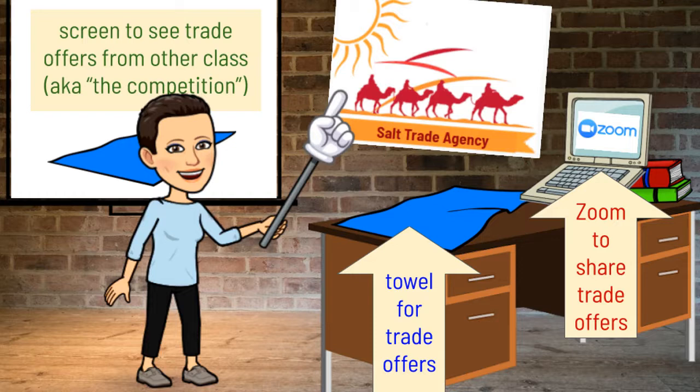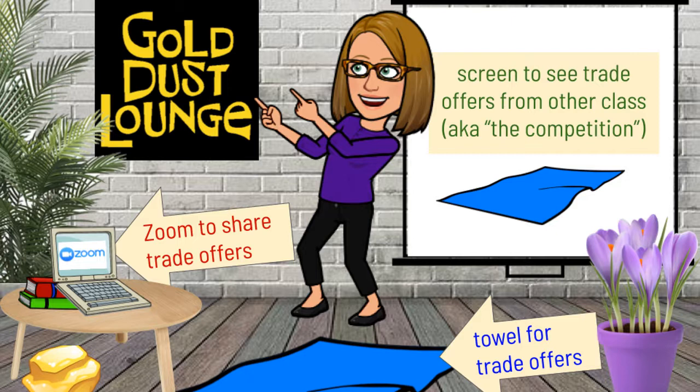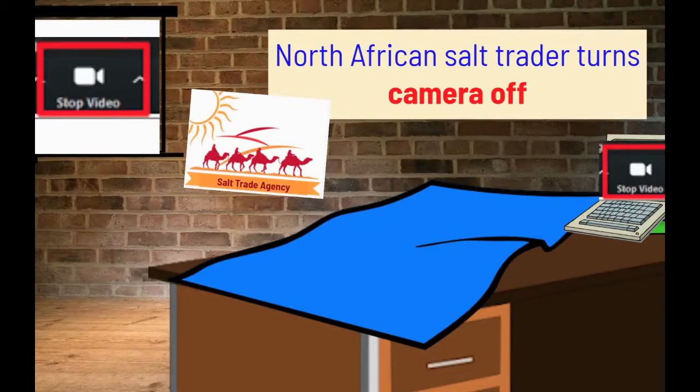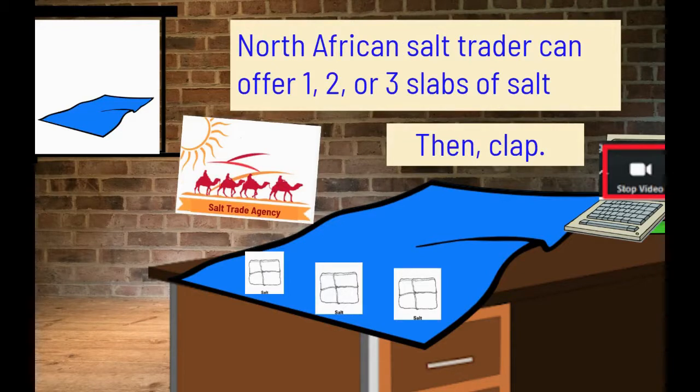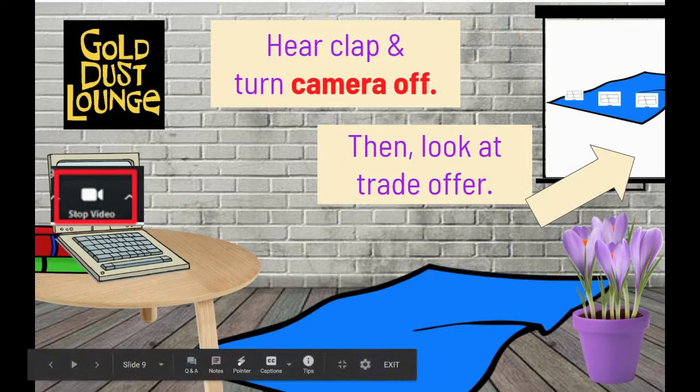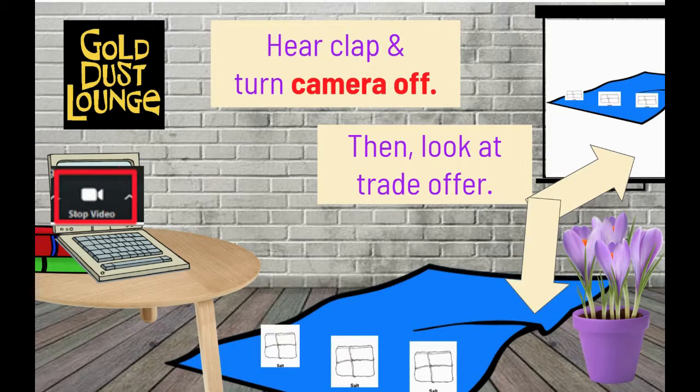Both classrooms will have a towel for trade offers that will be shown on the Zoom screen to the other classroom. North African salt traders will turn their camera off in order to make their trade offer in private. They can offer 1, 2, or 3 slabs of salt. When they have their offer down, they clap. After you clap, you turn the camera on. That way, the other room can see your offer. When you hear the clap, you turn your camera off to trade in privacy. Then take a look at the trade offer and recreate it on your towel.